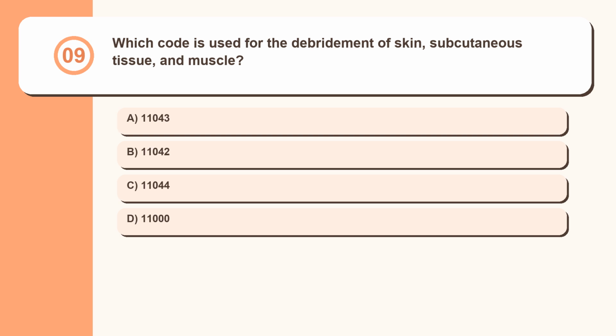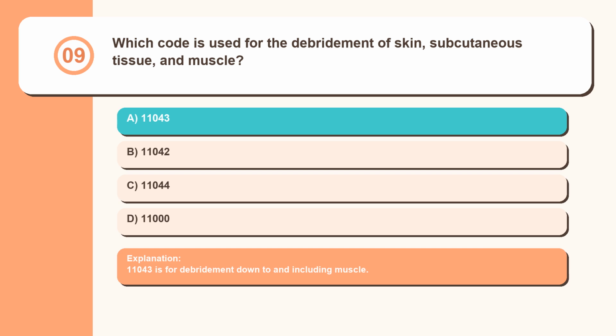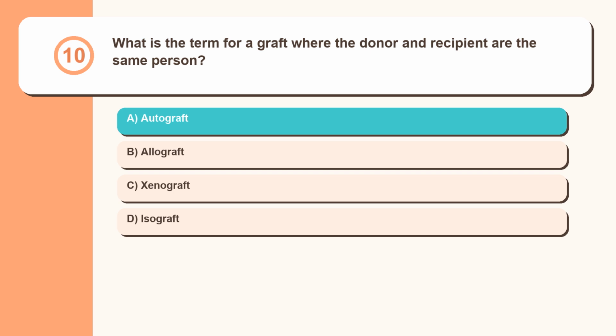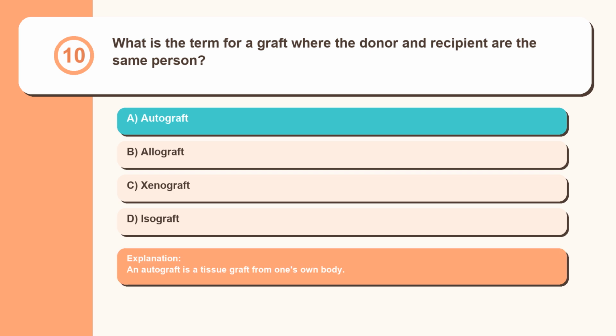Question 9. Which code is used for the debridement of skin, subcutaneous tissue, and muscle? 11043, 11042, 11044, 11000. 11043 is for debridement down to and including muscle. Question 10. What is the term for a graft where the donor and recipient are the same person? Autograft, allograft, xenograft, isograft. An autograft is a tissue graft from one's own body.